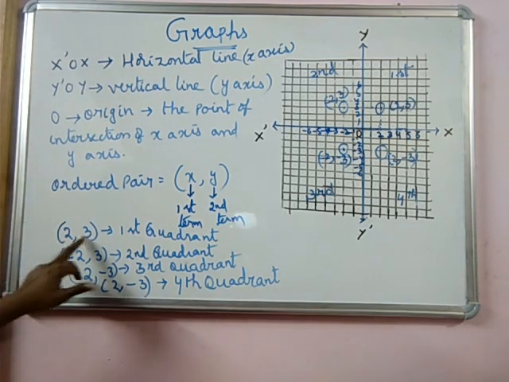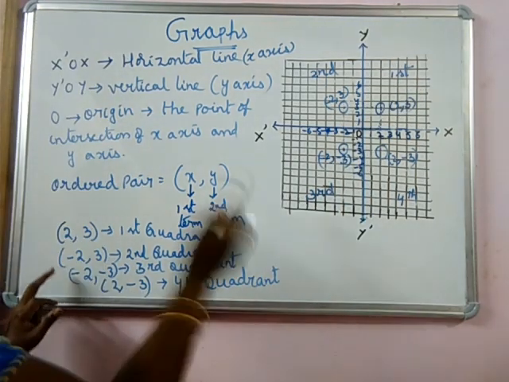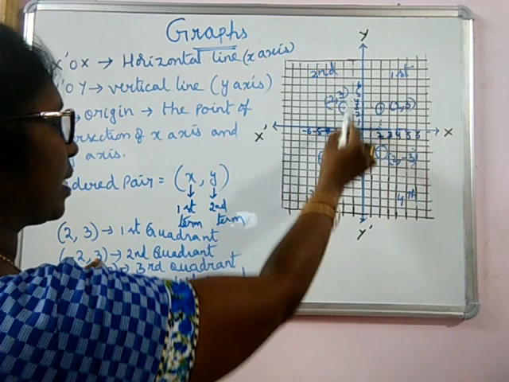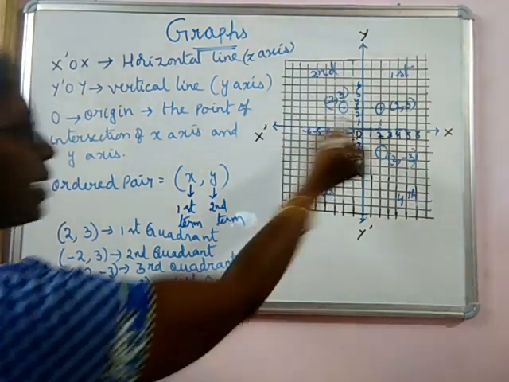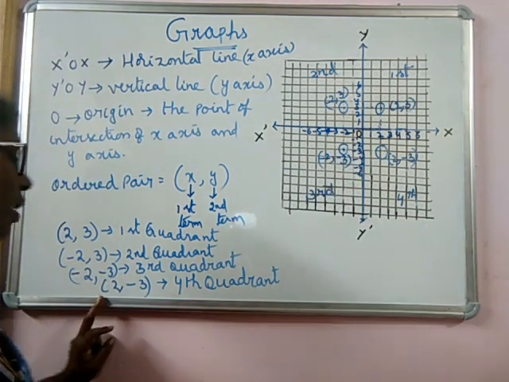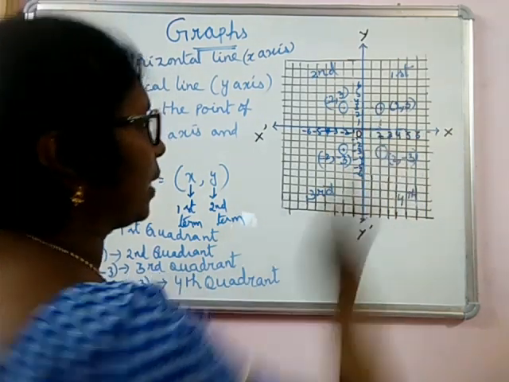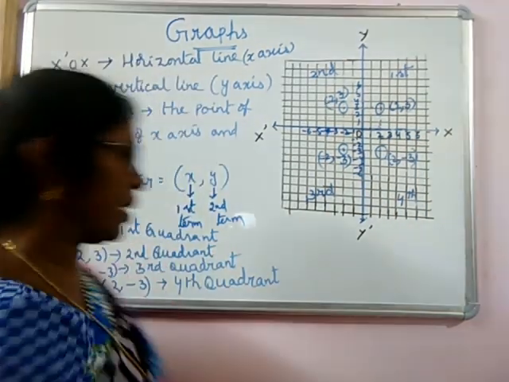When both are positive, the point lies in the first quadrant. When X coordinate is negative, Y coordinate is positive, the point lies in the second quadrant. When both X and Y coordinates are negative, the point lies in the third quadrant. When X coordinate is positive, Y coordinate is negative, the point lies in the fourth quadrant.